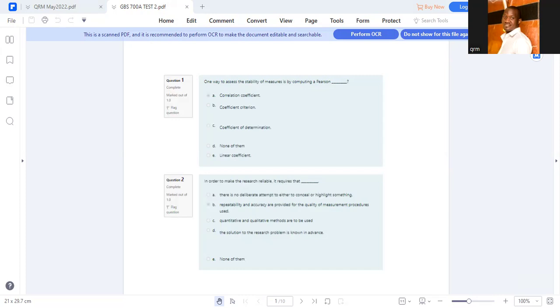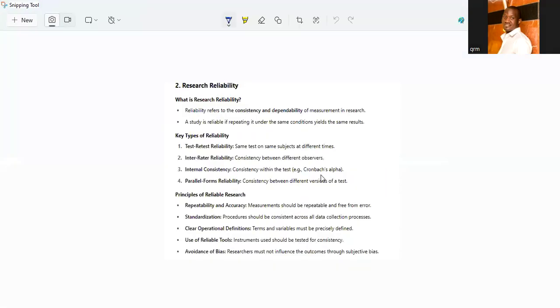What comes to your mind when you're discussing reliability in research? So reliability looks at what? The consistency or dependability of the research instrument in research. So when a study is deemed to be reliable, repeating it under the same conditions should actually yield the same results. We talked about the different types of reliability: test-retest reliability, inter-rater reliability, internal consistency reliability, and also parallel forms reliability. All right. So we discussed all these concepts.